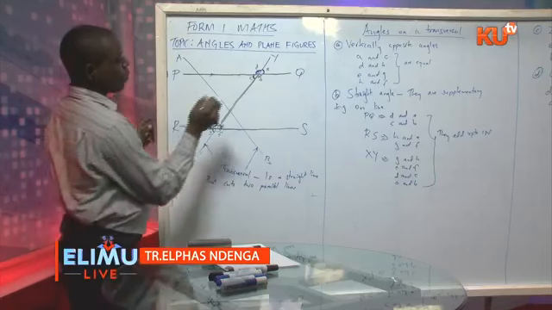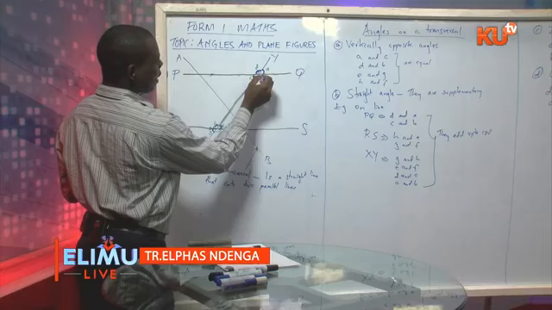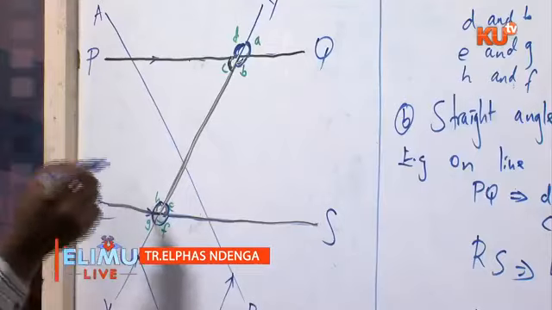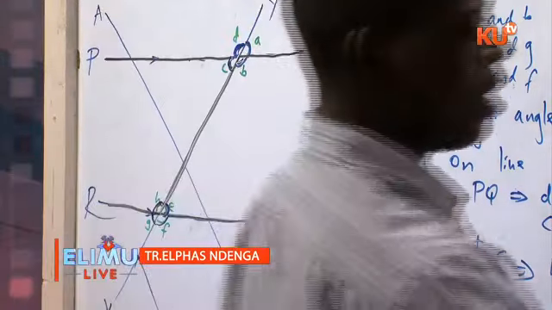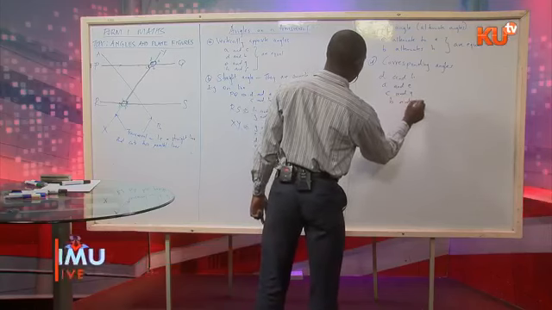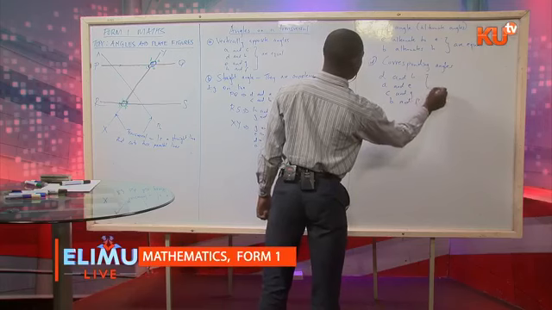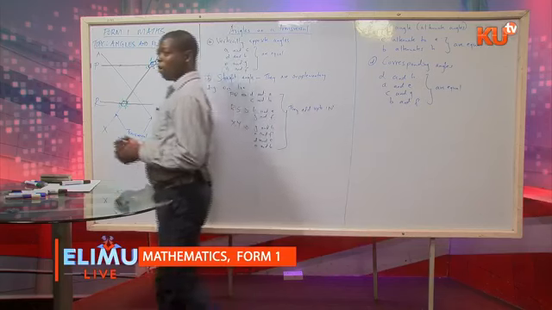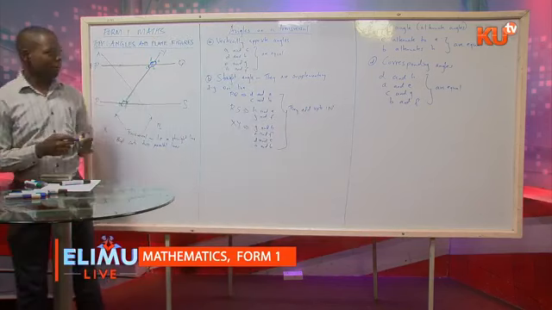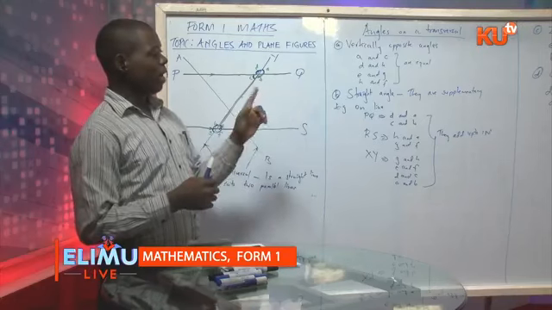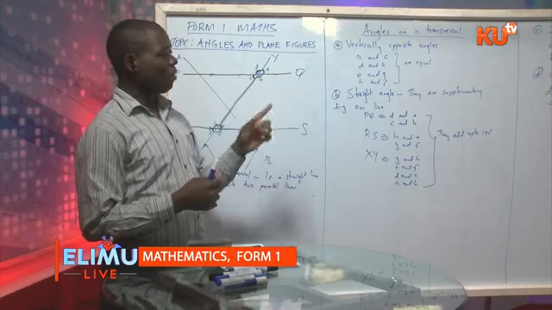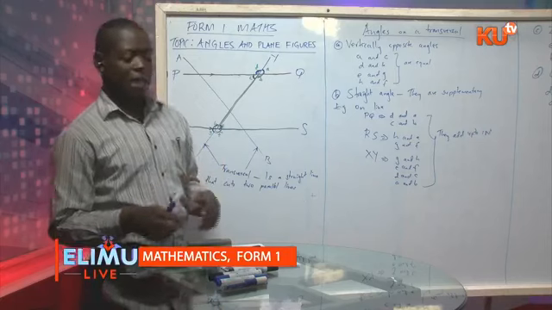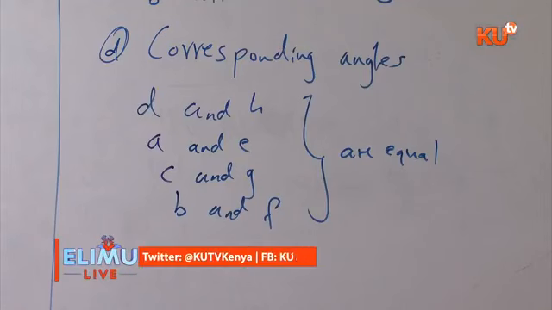Move to the other side again and look at the second angle on the other side, which is angle B, which then corresponds to angle F. So B and F. And all corresponding angles are equal. A pair of corresponding angles are equal. That means that angle D is equal to H, angle A is equal to E, angle C is equal to G, angle B is equal to F. And the reason is they are corresponding angles.